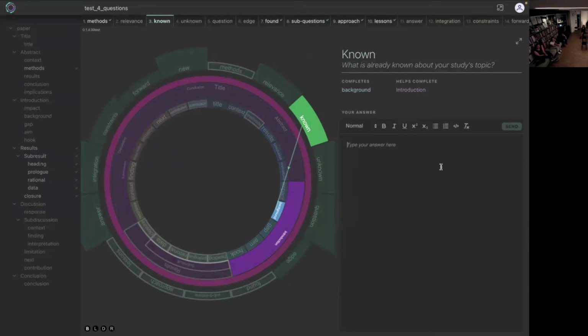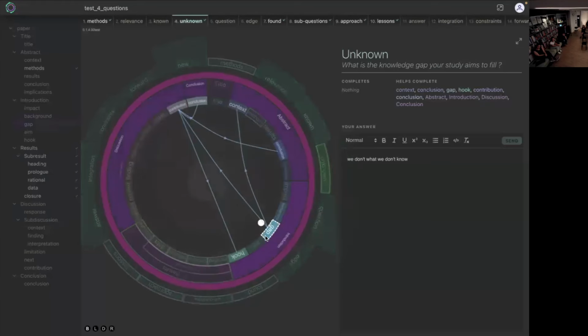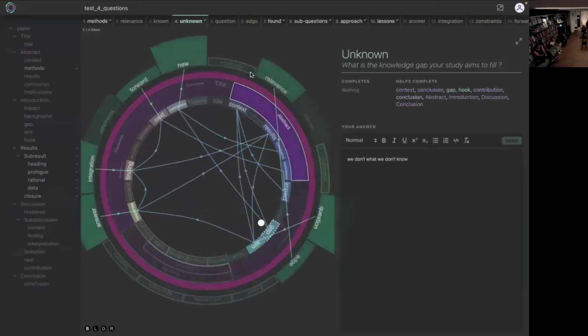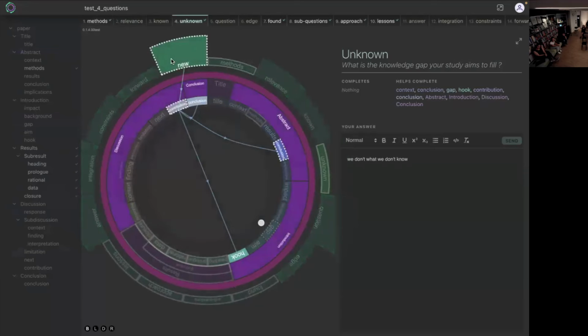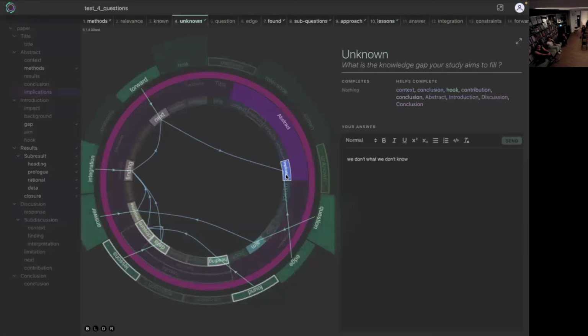So you answer, right? I'm going to put something we don't know, here in the unknown. Yes, just for the sake of it. And then each of these questions will help build one of the units in the center. So let's say new will help build contribution, but once contribution is built, this will influence this other unit. And each unit is influenced by other units or by questions.